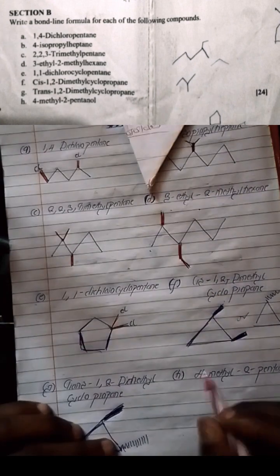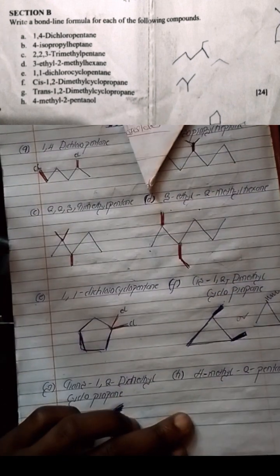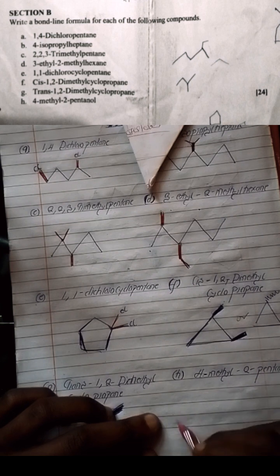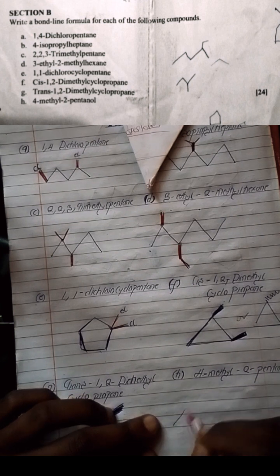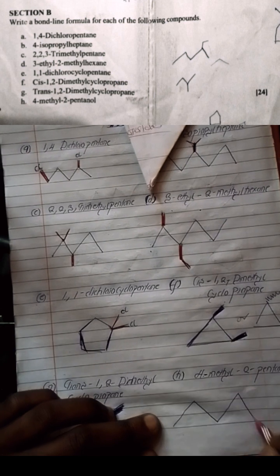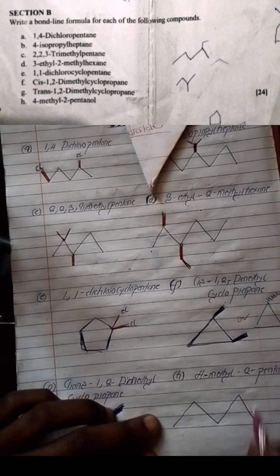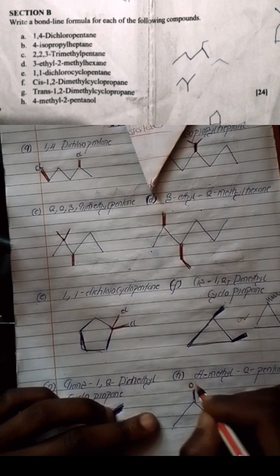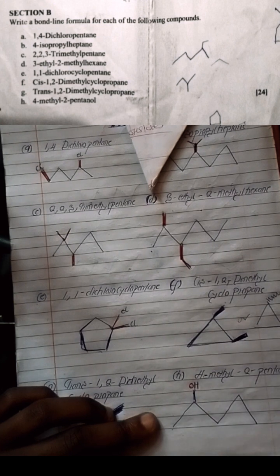So let's do the last question. The last one says 4-methyl-2-pentanol. Key is the pentanol, right? So pentanol implies 5. 1, 2, 3, 4, 5, right? After doing those 5, at position 2, that's where our hydroxyl group should be. So 1, 2. The hydroxyl group is at position 2, like that. And then at position 4, there's a methyl group. 1, 2, 3, 4.